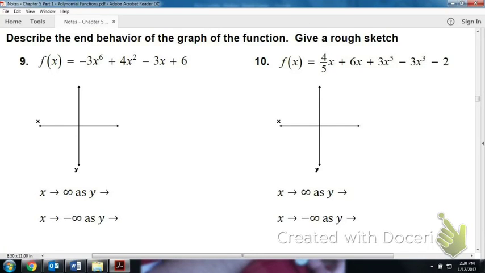All right, for 9, 10, 11, and 12, it says describe the end behavior of the graph of the function and give a rough sketch. End behavior basically means as it goes to the right or to the left. Where are the ends? Are they up or are they down? Are they going to positive or negative infinity? And give a rough sketch.